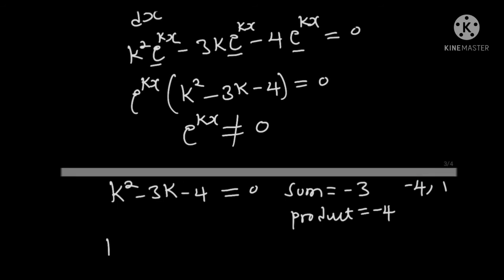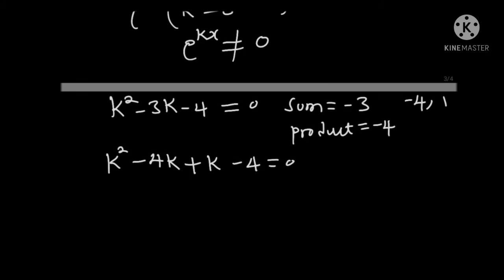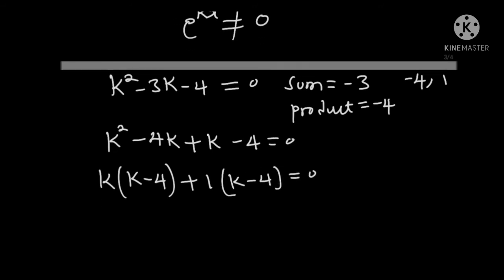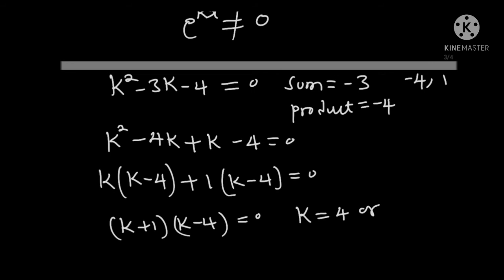So we have k squared minus 4k plus k minus 4 equals 0. k times (k minus 4) plus 1 times (k minus 4) equals 0. Therefore, we have (k plus 1)(k minus 4) equals 0. Therefore, k can either be equal to 4 or minus 1.